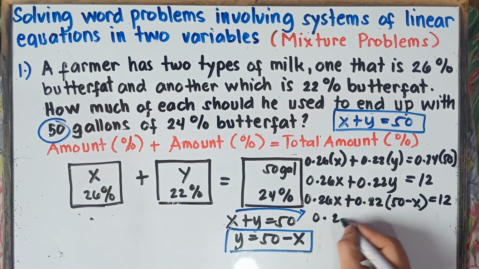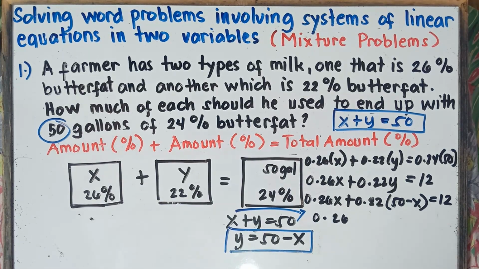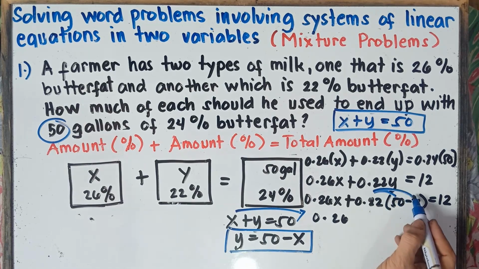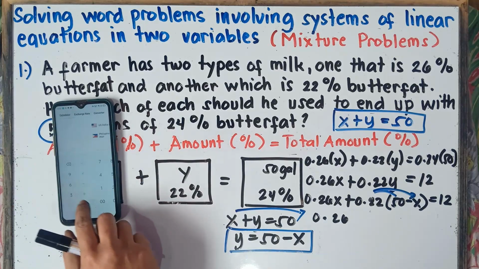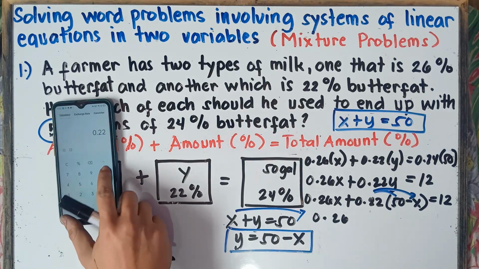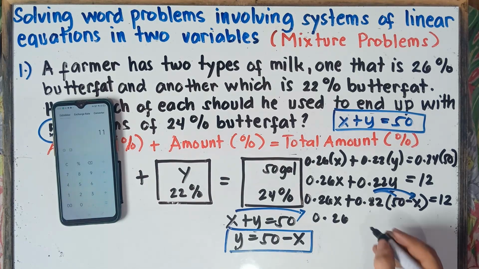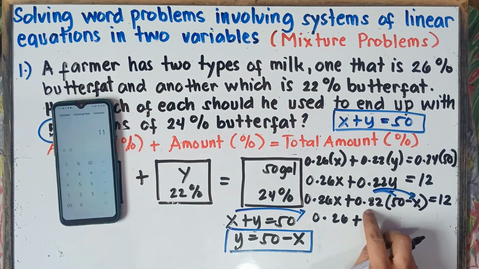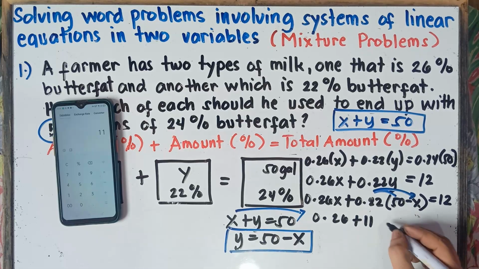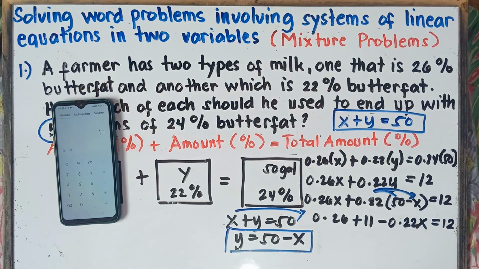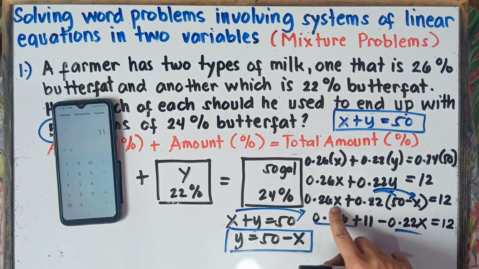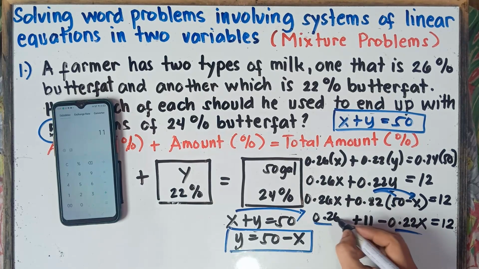Alright, and then simply simplify this one. So 0.26x, and then multiply this one, apply distributive property because this is binomial. 0.22 multiplied by 50, 0.22 times 50, that would be 11. So positive 11, and then 0.22 multiplied by x, that would be negative 0.22x, copy, equals 12. Alright, and then we can combine this one. Do not forget plus x. I forgot x, 0.26x. So this will be 0.26x.